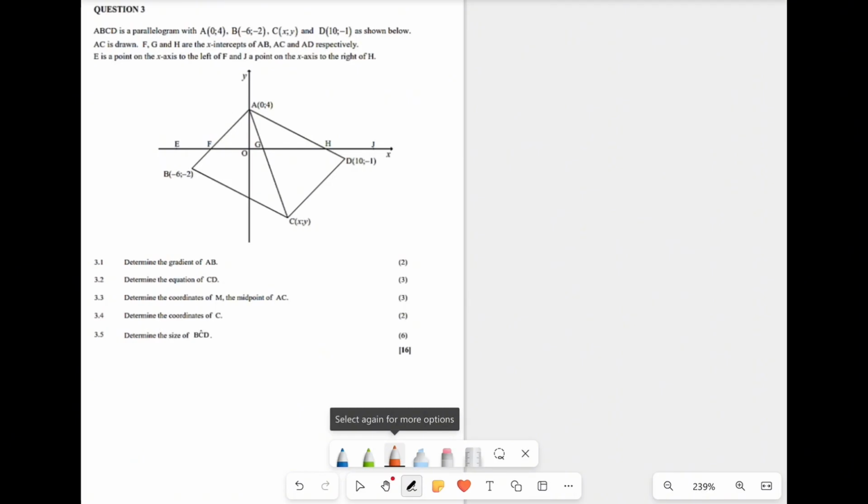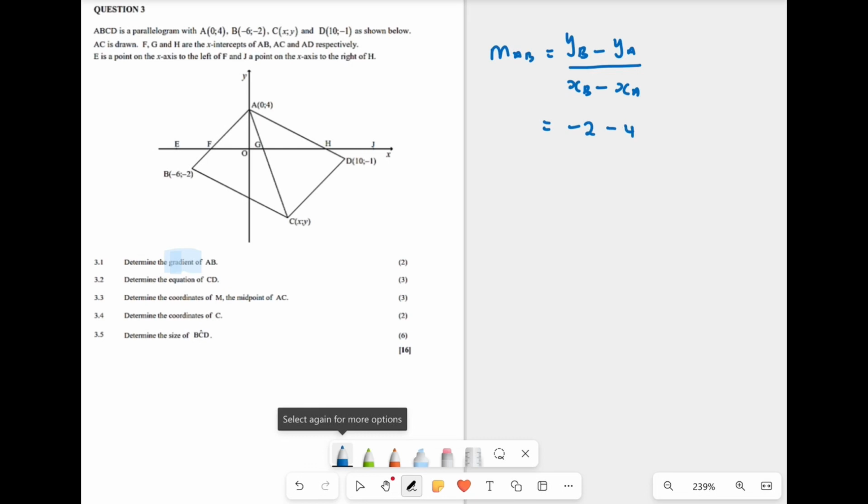Now, the first question here, we are required to calculate the gradient of AB. So gradient, you just write the formula, change in Y over change in X. Fortunate enough, we are given the coordinates of A, we are given the coordinates of B. So the gradient of AB will be YB minus YA over XB minus XA. And then it goes straight to your substitution. So what is our YB? YB is -2 minus what is our YA? YA is +4. All divided by XB, which is -6, and then minus 0. So the gradient here will be +1, and then you get that 2 marks.